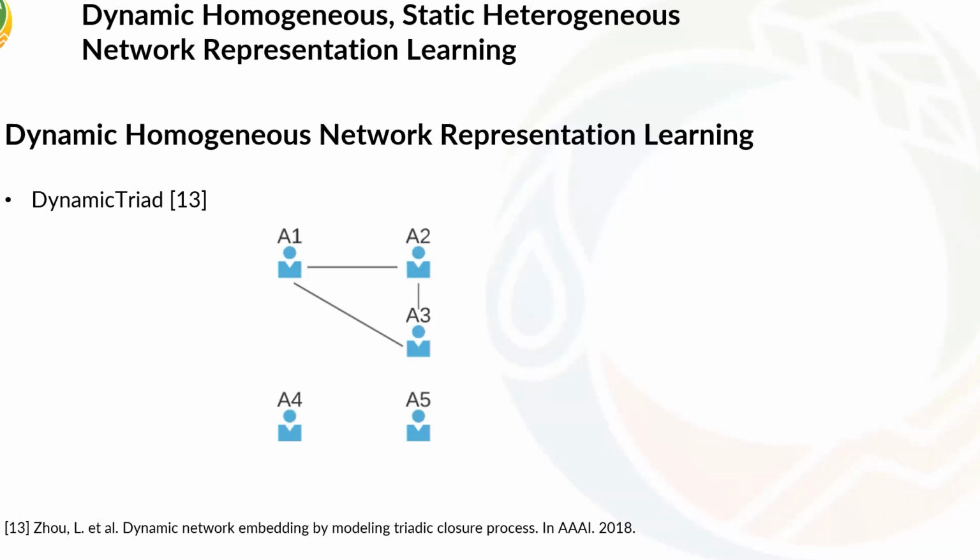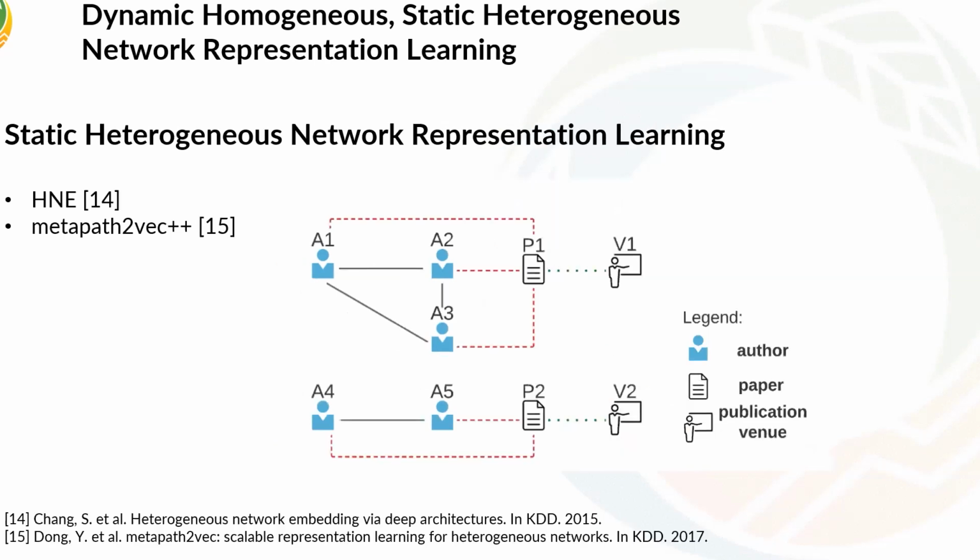So basically, when it comes to dynamic homogeneous network, we have to consider the changes that happened over the period of time. And one of the algorithms that has been developed for this type of network representation, network embedding, is called Dynamic Triad. It was published in the 2018 AAAI conference.